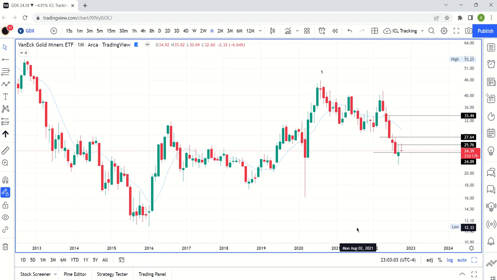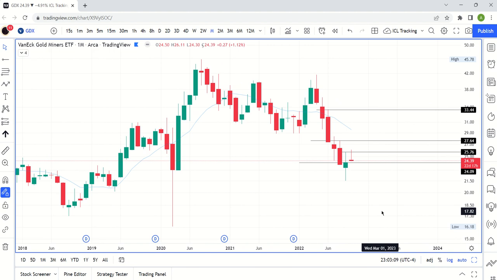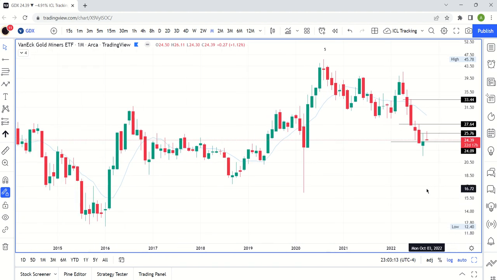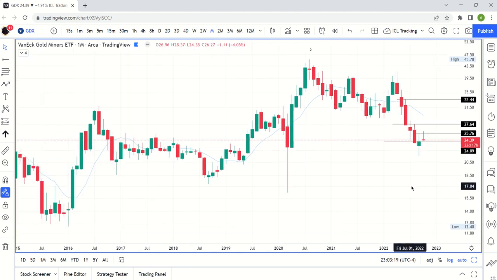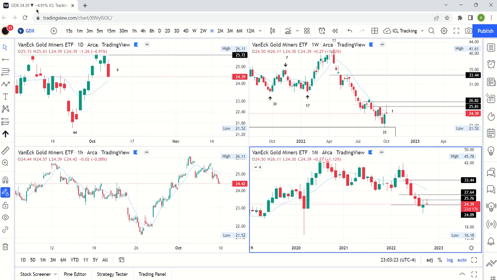And here's your big tell. That's really important. The monthly candle for the GDX has already gone red. That's a really bad sign. We need a very, very fast bullish reversal, because this is really bad news. Interesting. That is important to know about.